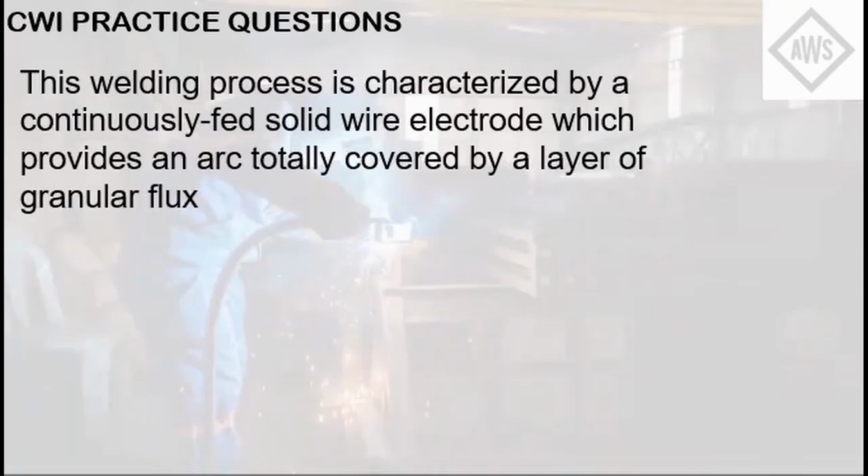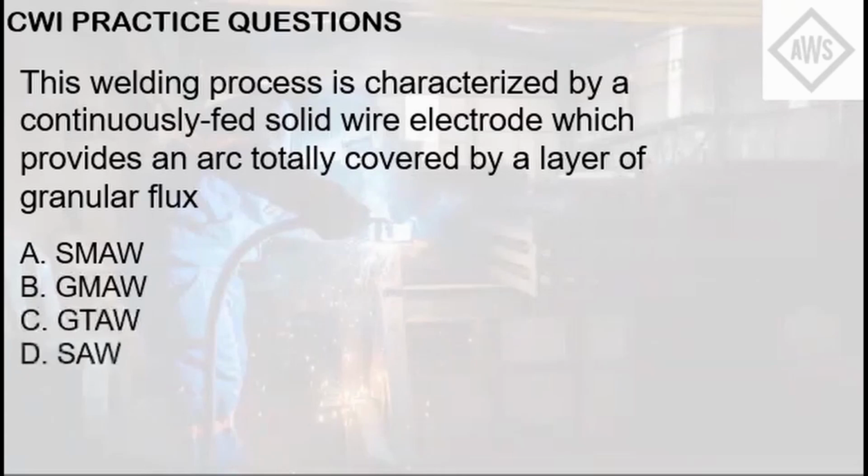This welding process is characterized by a continuously fed solid wire electrode which provides an arc totally covered by a layer of granular flux. So the question is asking what welding process involves a continuously fed solid wire electrode, and as soon as the solid wire is in contact with the base metal, an arc is formed together with a layer of granular flux. So letter A, SMAW, B, GMAW, C, GTAW, D, SAW.